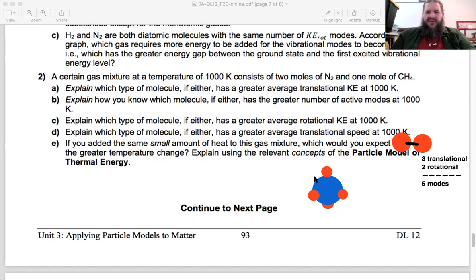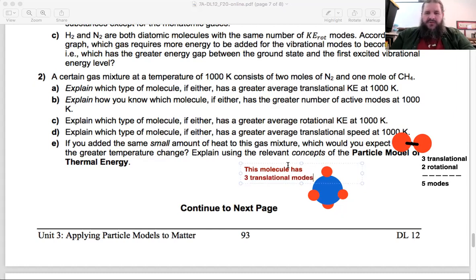Like, for instance, this CH4 molecule has lots of modes, but how many of those modes count as translational kinetic energy? For the polyatomic? Yeah. Or really for any type of molecule. How many translational modes would one molecule have? 3. Yeah, because it can move in 3 dimensions.